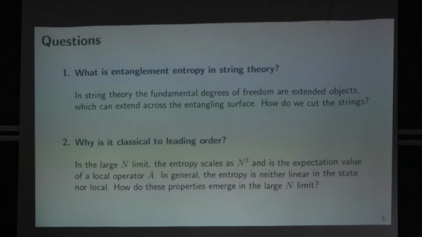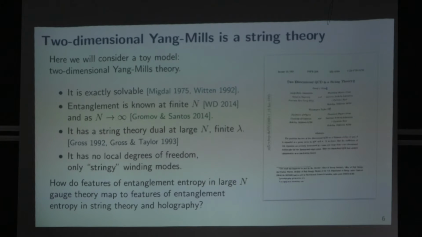And so the way that we do this is we choose a much simpler model. The model that we're using is two-dimensional Yang-Mills theory, and it's this nice sweet spot where it's completely solvable. You can do all the calculations you would want to do, but it still has some interesting stringy physics in it.